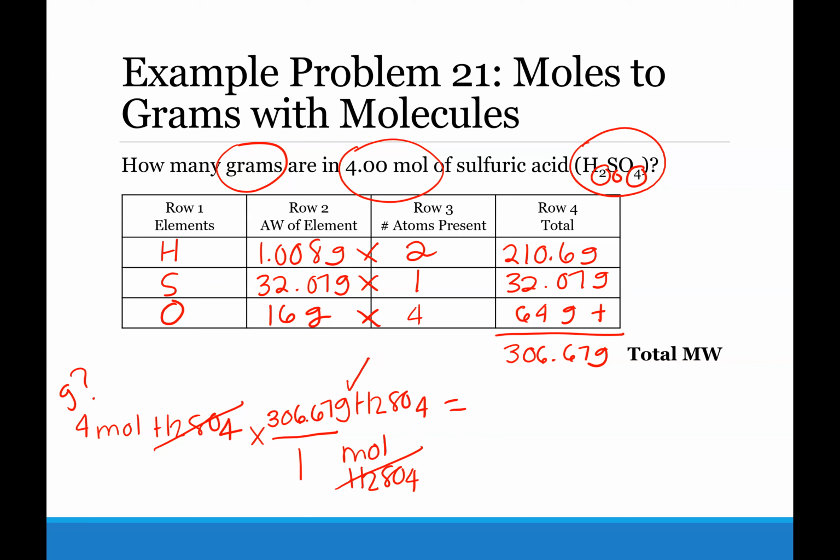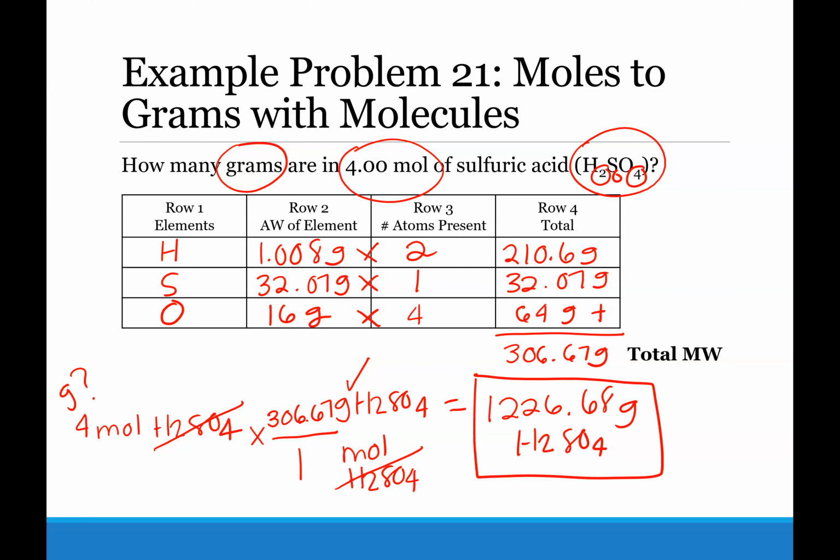So in our calculators, 4 times 306.67 equals a total of 1,226.68 grams of H2SO4. Let me know if you have any questions about example problem 21.